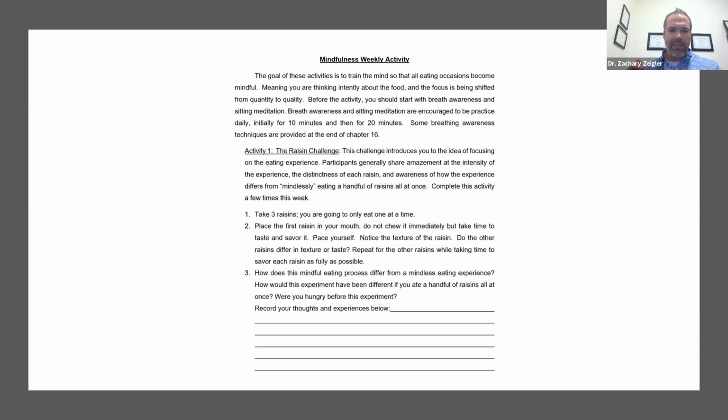So take 3 raisins. You're going to eat one at a time. Place the first raisin in your mouth. Don't chew it immediately. Take time to taste and savor it. Pace yourself. Notice the texture of the raisin. Then you do the other raisins. Do they differ in texture, taste, size? And then you're going to journal on how this felt. The point of this activity isn't to see if you like raisins. It's to identify how the eating experience is different.